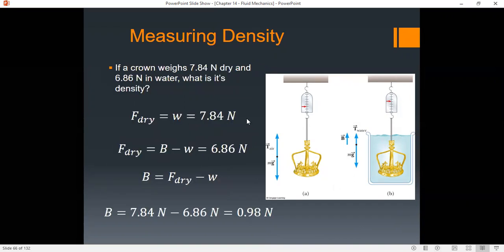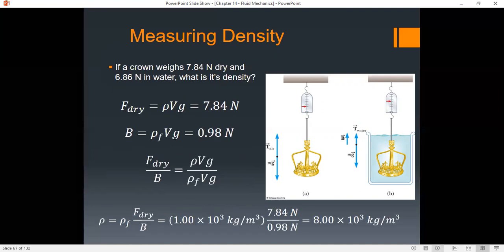So in this case, we measure the gold crown. Let's say this is a really tiny crown because gold's dense. Let's say its dry weight is 7.84 newtons. When immersed in the water, it weighs 6.86 newtons. The buoyant force, of course, is 0.98. So you can look at the dry weight, okay, compare that to the buoyant force and determine the density from that.